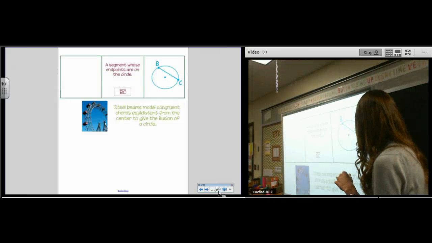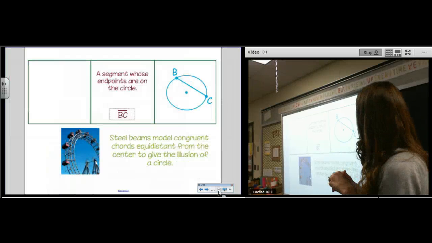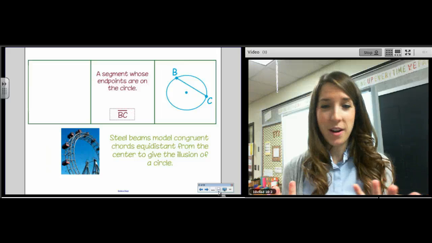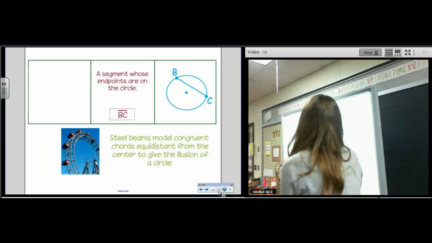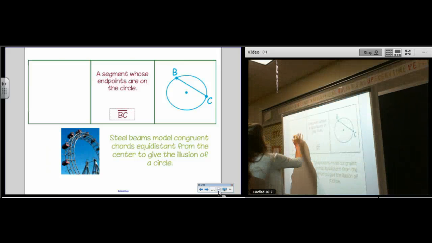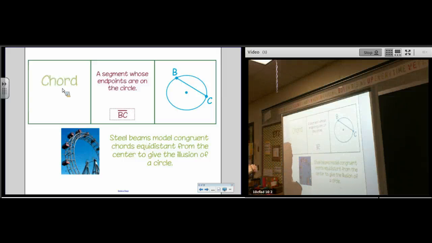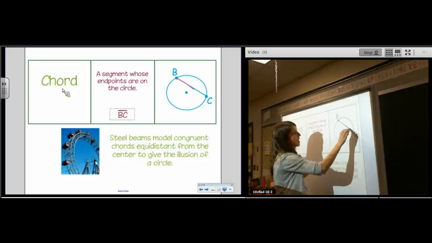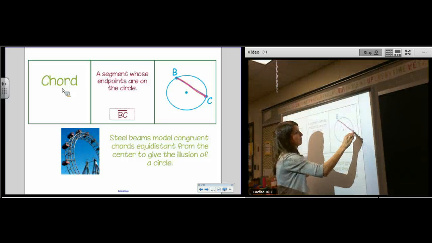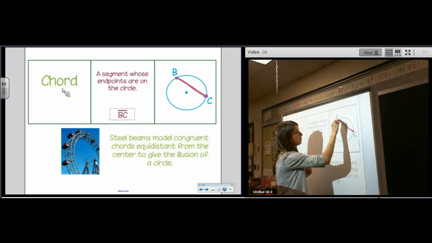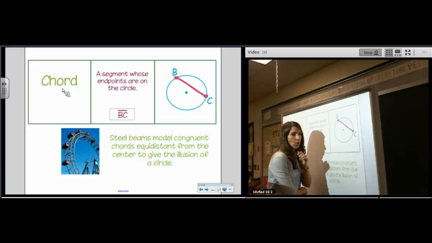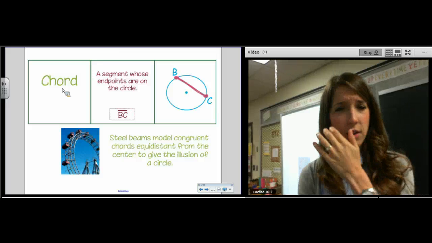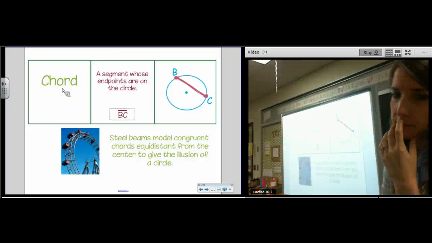All right, the next word is something that you probably talk about if you're in band or in music of any sort. A segment whose endpoints are on the circle is called a chord. So segment BC is a chord. Hopefully these are in the same order as the ones on your sheet. I hope so.